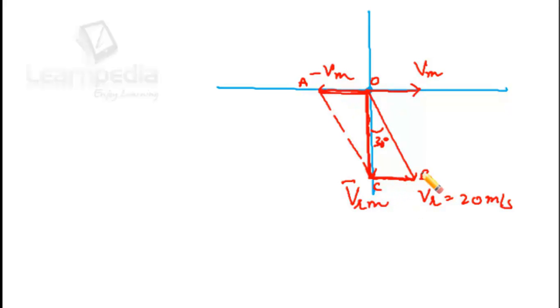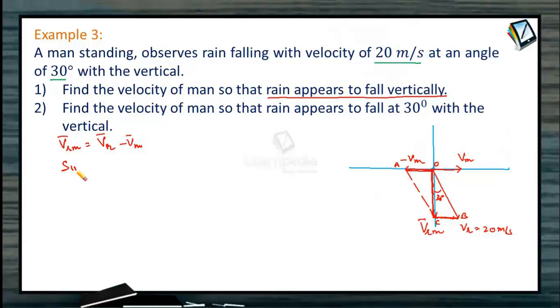So in the triangle, this is 20. So this will be sine 30. So sine 30 is equal to BC by OB. So we need to calculate BC from the figure. OB is given to us 20. So BC will be equal to 20 into sine 30. Sine 30 is half. So this will be 10 meter per second. So if this side is 10 meter per second, the velocity of man will be 10 meter per second towards right.